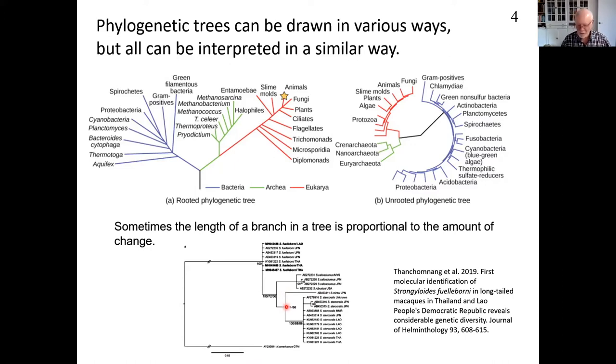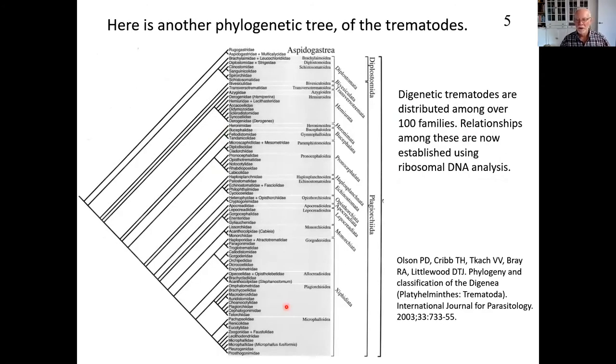So trees come in many different formats. This is another one which I like because the group of parasites that I know best are the trematodes. There are maybe 25,000 species of trematodes, but we don't know for sure. There are certainly over 100 families. And this phylogenetic tree, quite complicated, is based on phylogenetic analysis of nuclear ribosomal RNA genes.